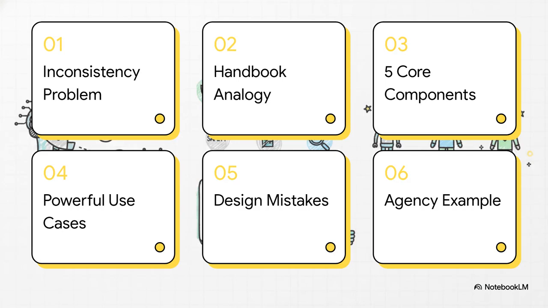So, here's our roadmap for today's explainer. First, we'll hit the inconsistency problem, then the handbook analogy, next the 5 core components, followed by 4 powerful use cases. We'll wrap up with common design mistakes and a really practical agency example. By the end of this, we're going to turn that unpredictable chat box into a highly customized, ultra-reliable digital employee.